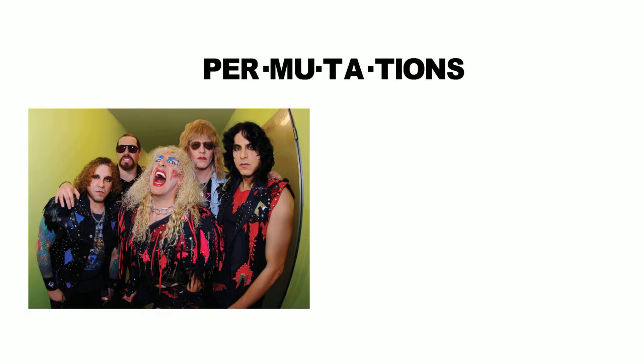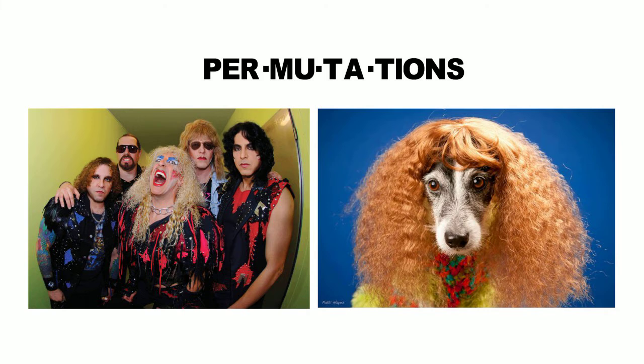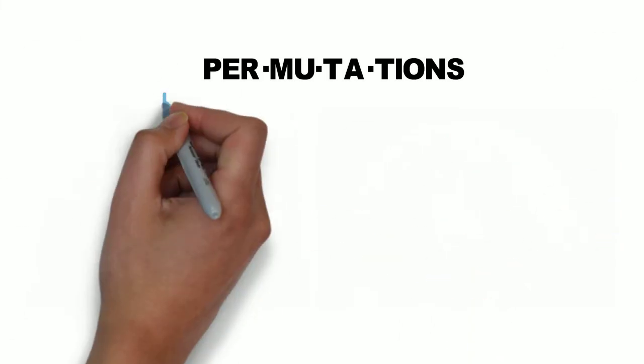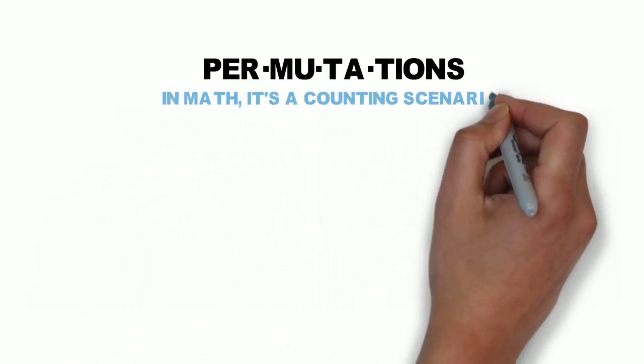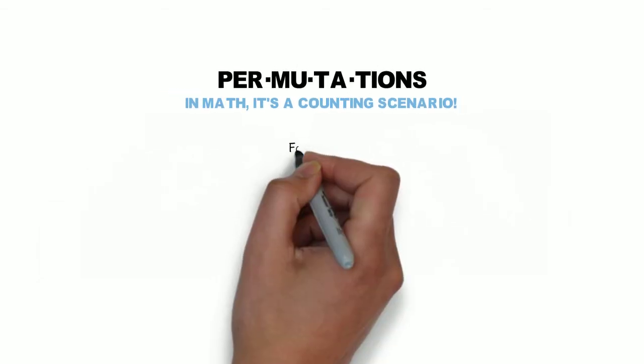Permutations. It sounds like an amazing 80s band, or else the worst thing that could possibly happen to your hair. But guys, in the mathematical world, it's neither of these. It represents a very particular counting scenario that you're going to see crop up a whole bunch. Let me give you an example.